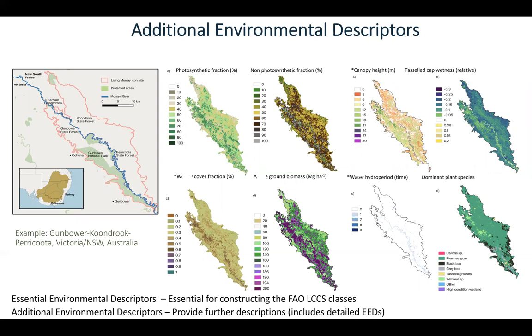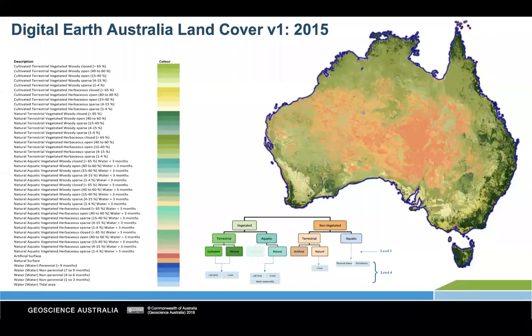And these are essential environmental descriptors, some of those. Canopy cover is used for constructing the land cover classes, but also they're additional in the fact that you can have the continuous variables in there. So canopy cover is continuous as well as categorical. So in a sense, it's both essential and additional. The additional ones are things like plant species. So they can be brought in, and the result then is we combine them through the structured classification, and you come up with very comprehensive classifications.